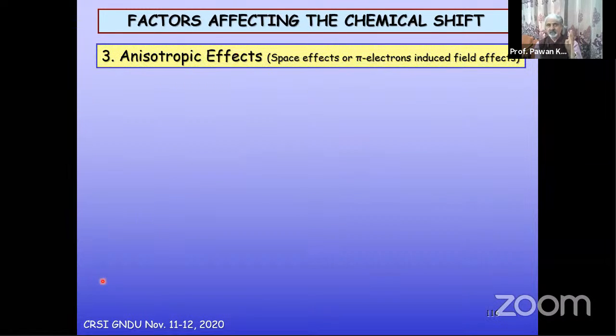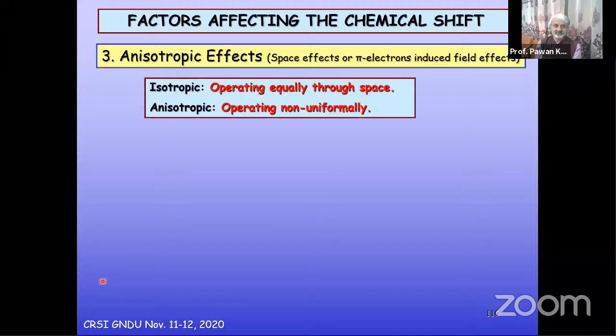So electronegativity is one important factor, anisotropic effect is the second important factor. Anisotropic effects, we also call these space effects or pi electron induced field effects. First of all, what is anisotropy? I'm sure that when you study it in class, many times the students and even the teachers try to give you examples from crystals and crystal defects. And that becomes very difficult for the students to understand, because isotropic and anisotropic are very simple concepts if we try to explain these to students. What is isotropic? Isotropic simply means operating equally through space. And anisotropic means operating non-uniformly through space.